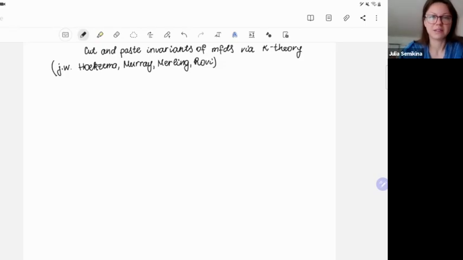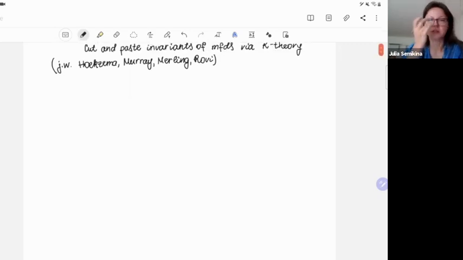Based invariants of manifolds via algebraic theory. And this is a joint work with Hoekzema, Murray, Merlin, and Roy. And it all started as a Women in Topology project. But then we continued in different groups. So I will just tell about our joint project today. And in the end, I will tell about continuation.